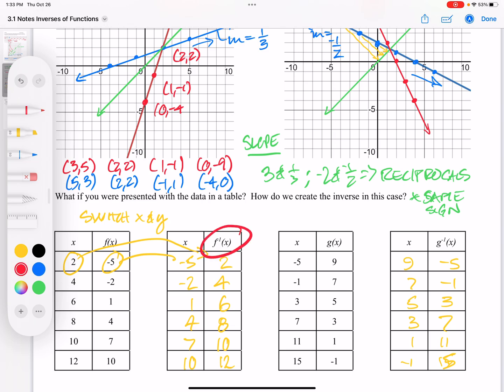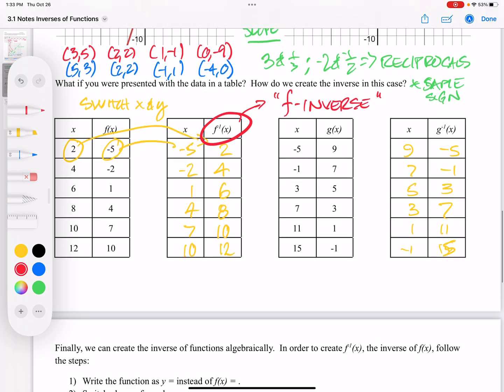Last thing we'll say on this page, this notation right here, we say that as f inverse. So this function is the inverse of f. That negative 1 exponent means f inverse.